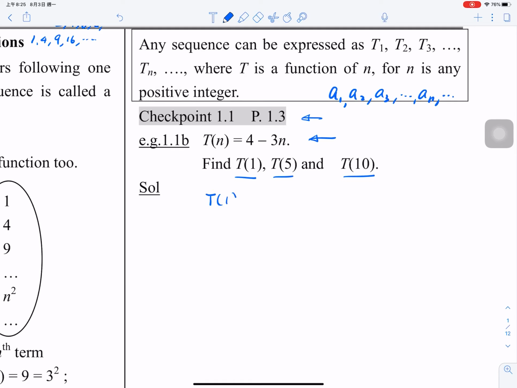Now T1. What is T1? Very easy, because you know how to make use of the function and substitute n equals 1. So this one equals 1. That means this one is the first term, equals 1. Okay, how about T5? That means 4 minus 3 times 5, right? So this one is negative 11. So T5 equals negative 11. This one is the fifth term.